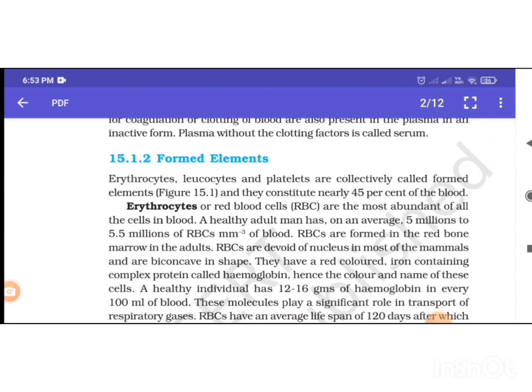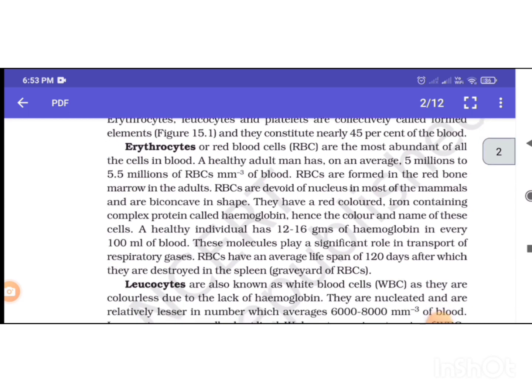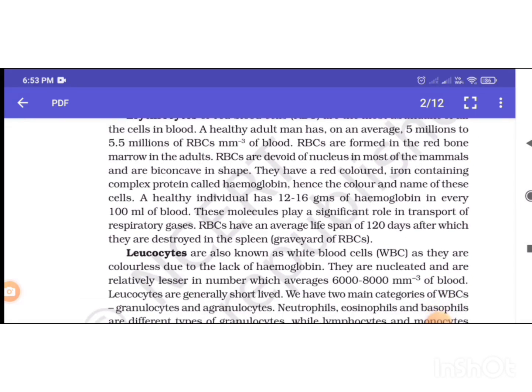Erythrocytes, leukocytes, and platelets are collectively called formed elements, and they constitute nearly 45% of the blood. Erythrocytes or RBCs are the most abundant of all the cells in blood. A healthy adult man has on an average 5 million to 5.5 million RBCs per cubic millimeter of blood. RBCs are formed in red bone marrow in the adults. RBCs are devoid of nucleus in most of the mammals and are biconcave in shape.